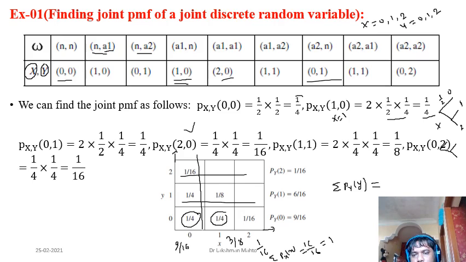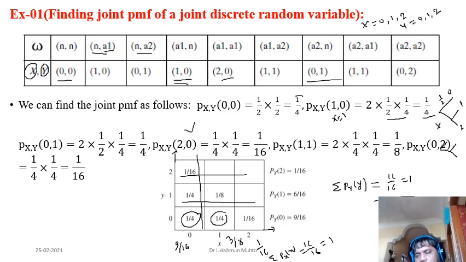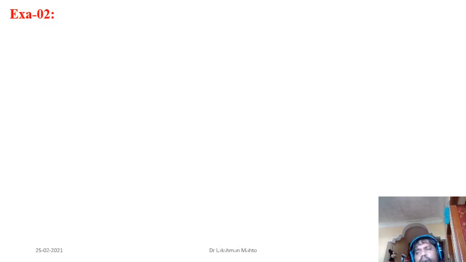So here again, if you sum it up, it would be 16 by 16. That means equal to 1. Normalizing. So both marginal PMFs happen to be PMFs because they are satisfying the normalizing condition. They are non-negative, and every property has been satisfied for being a probability mass function. Now I will take one more example.